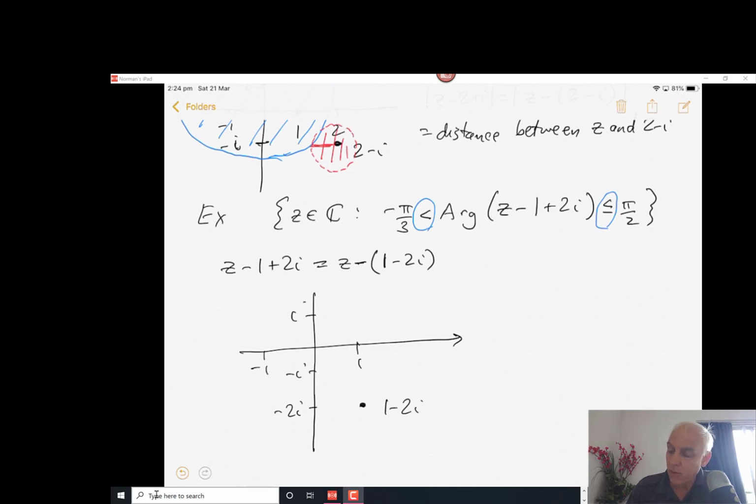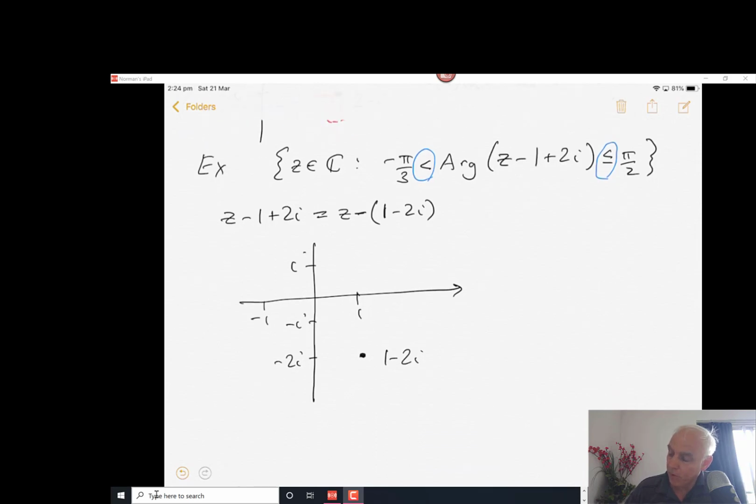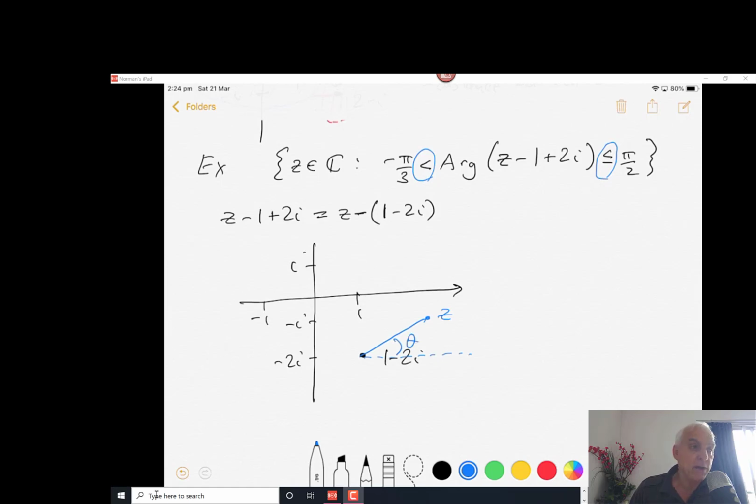Okay, and now we're looking at those points so that the argument of z minus this point is in this range. So, for example, if z was over here, let's say, then z minus 1 minus 2I will be this vector here, and the argument that we're referring to would be this angle here. So what we're really asking is what z can we write down that will ensure that this angle here is bigger than minus pi by 3 and less than or equal to pi by 2.